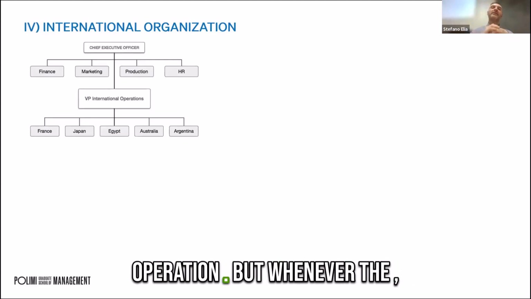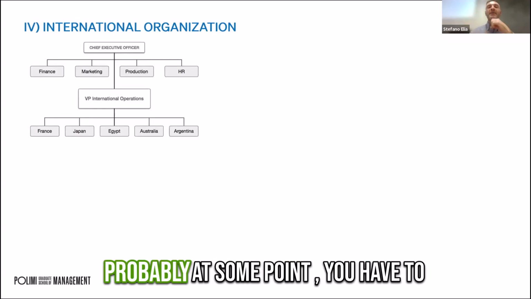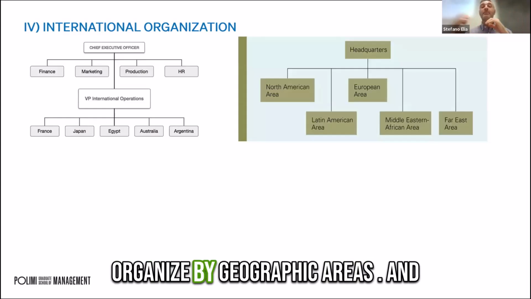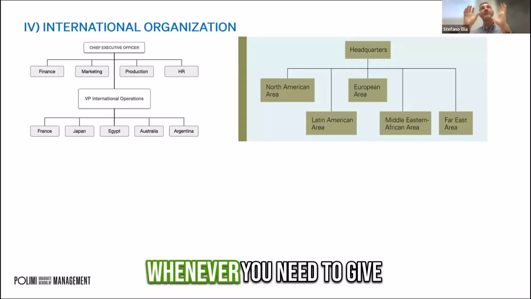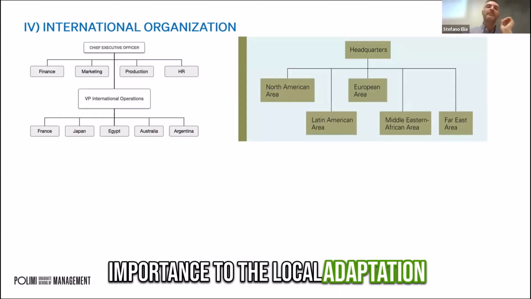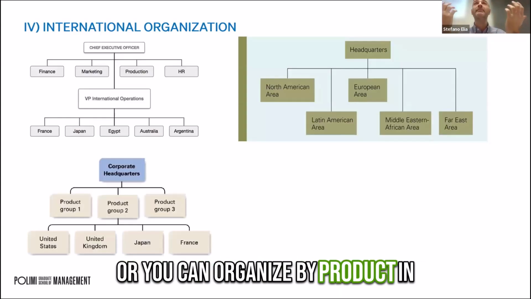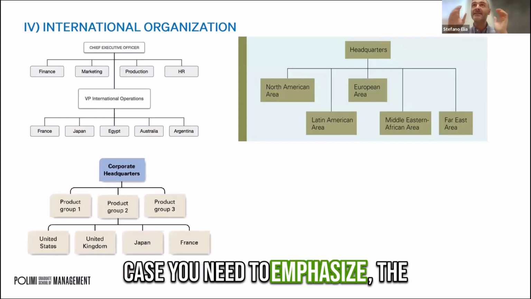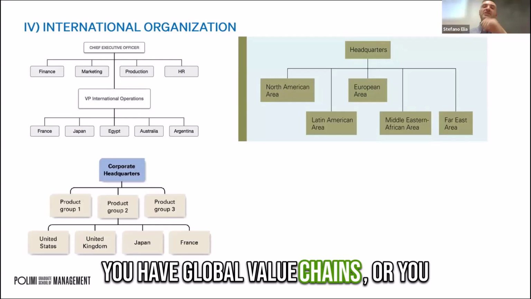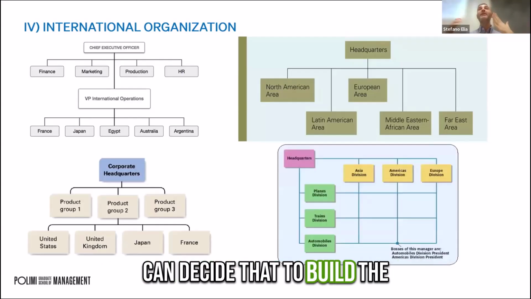But whenever the business becomes more relevant, probably at some point you have to decide whether you want to organize by geographic areas. And this is particularly suggested whenever you need to give importance to local adaptation, or you can organize by product in case you need to emphasize efficiency, cost reduction, and you have global value chains. Or you can decide to build a matrix.